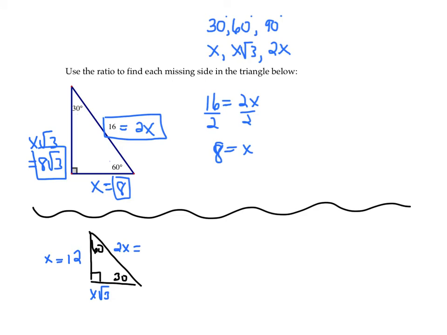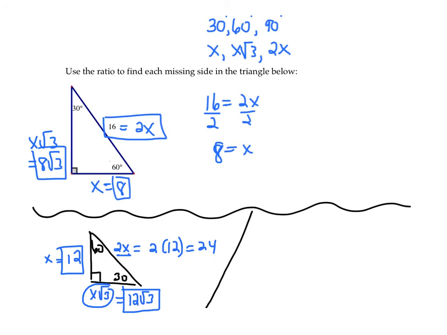All right, so let's start with the side opposite 60 degrees. We said we can find it by taking x and multiplying by the square root of 3. So this side would be equal to 12 square root of 3. Final answer for that side. So we have two sides. And then our third side, the hypotenuse, is found by taking 2 times x. So we want to do 2 times 12. So the hypotenuse is 24. Okay, let's try one more before you start the CYU.